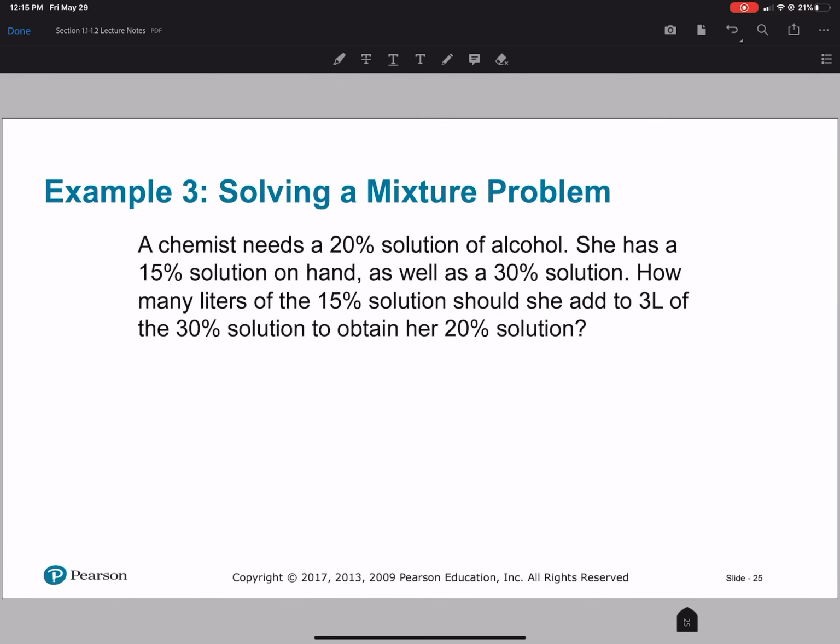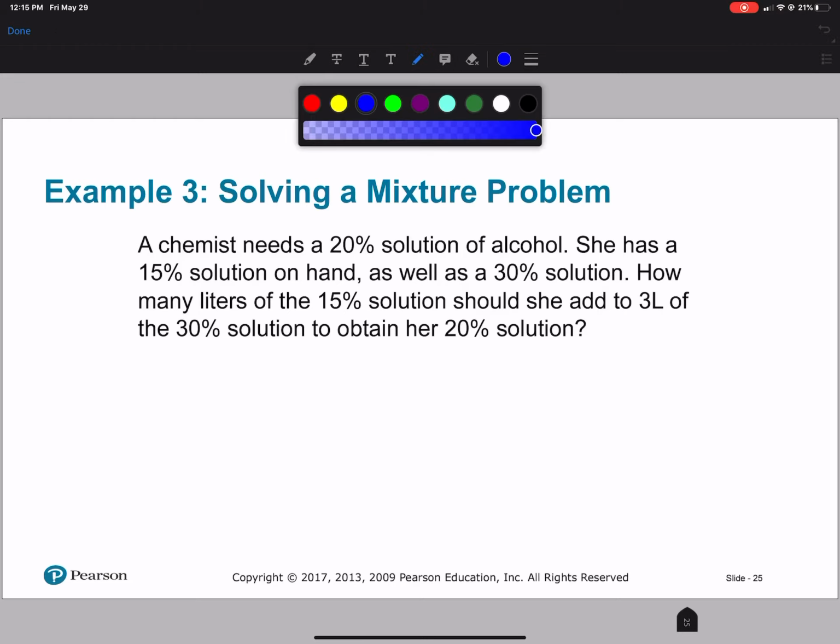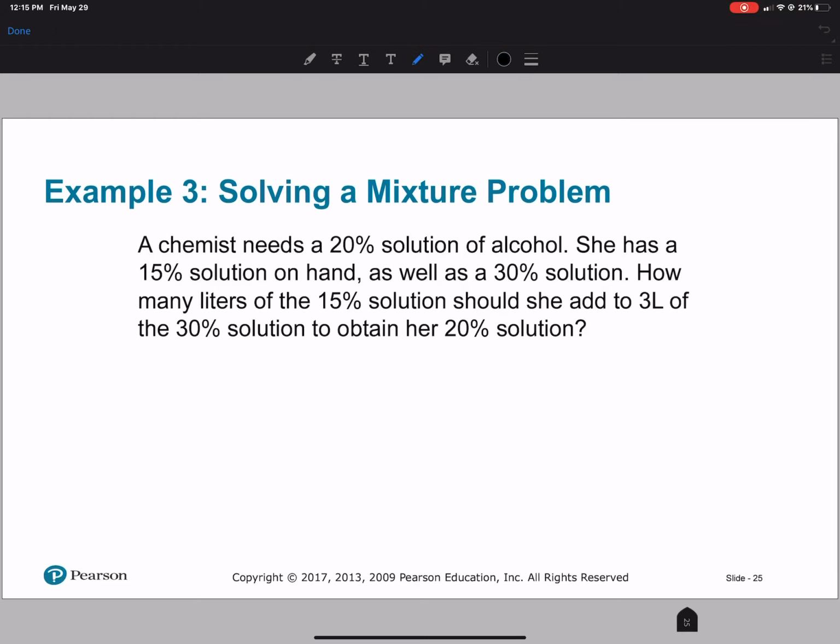Now, let's look at what we have here. It says a chemist needs a 20% solution of alcohol. She has a 15% solution on hand as well as a 30% solution. How many liters of 15% solution should she add to 3 mL of 30% solution to obtain her 20%?